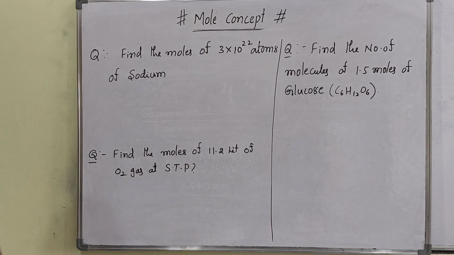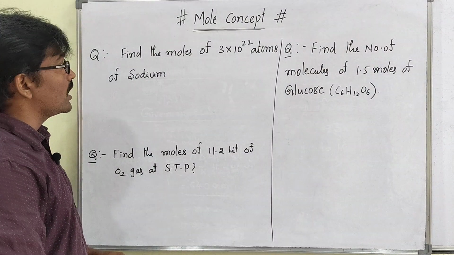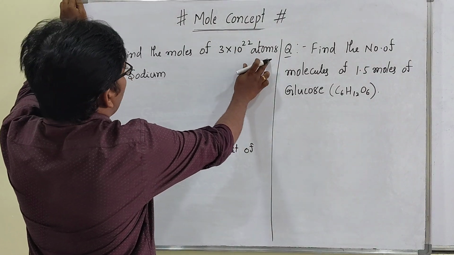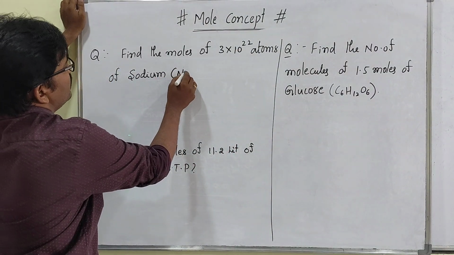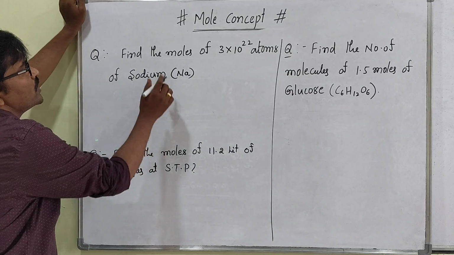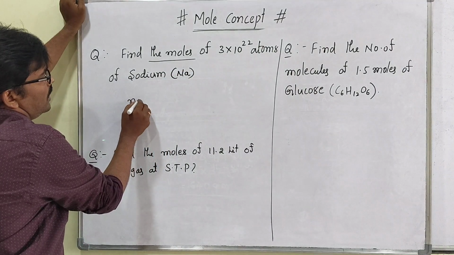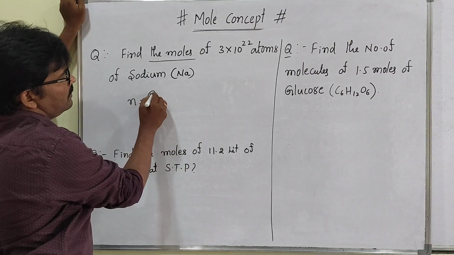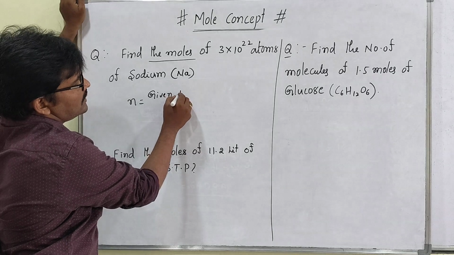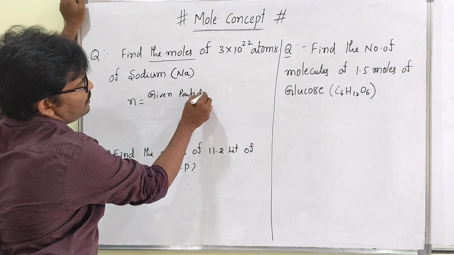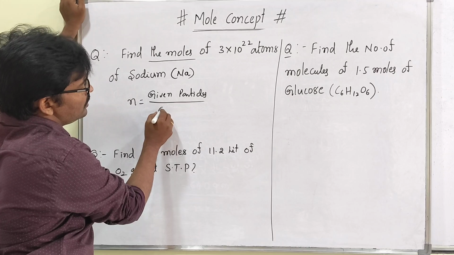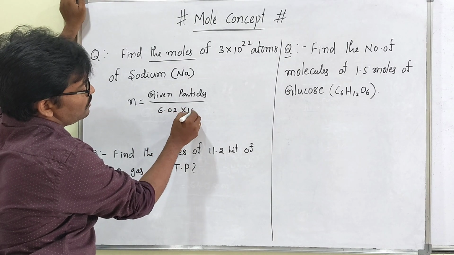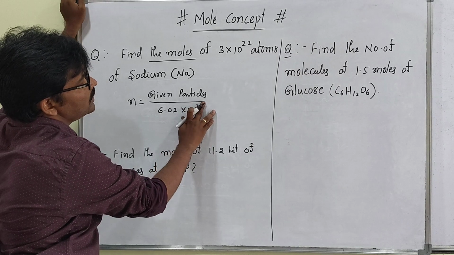Look, my dear students, here 3 more questions are there based on the mole concept itself. Find the number of moles of 3 into 10 to the power of 22 atoms of sodium, Na, that we call. Okay, what did he ask to find out? Number of moles. To find the number of moles when given number of particles, given particles, nothing but atoms, divided by Avogadro number, 6.02 into 10 to the power of 23.